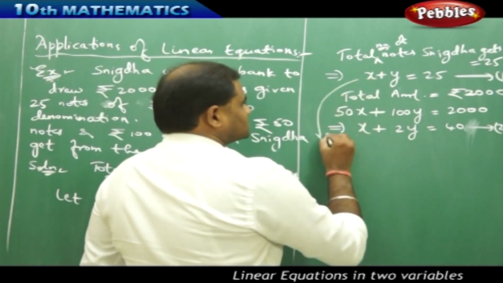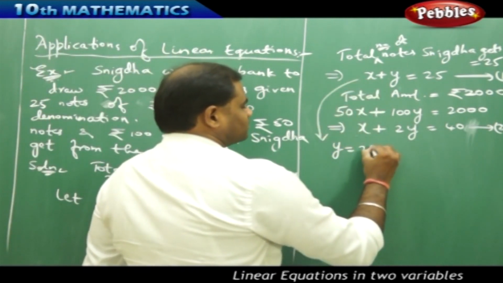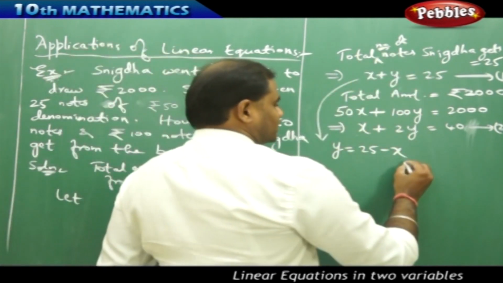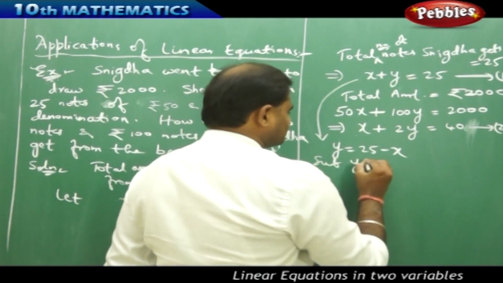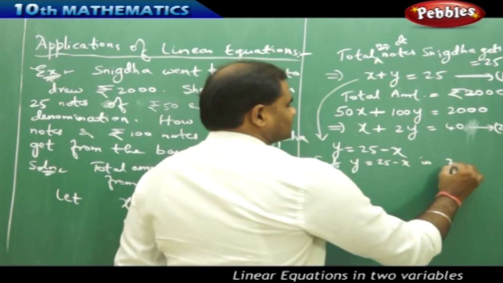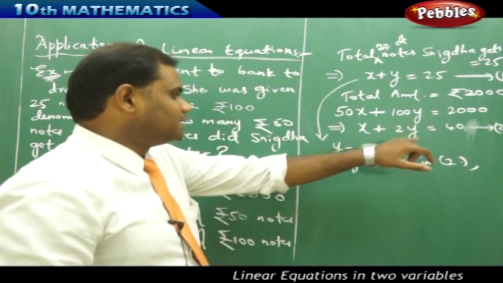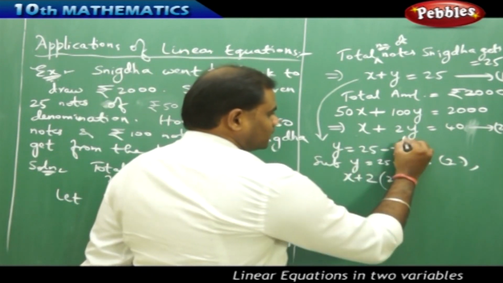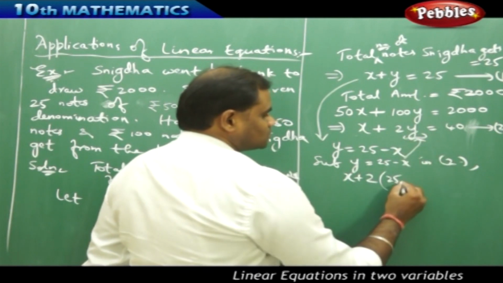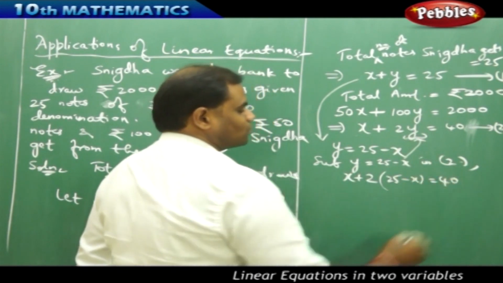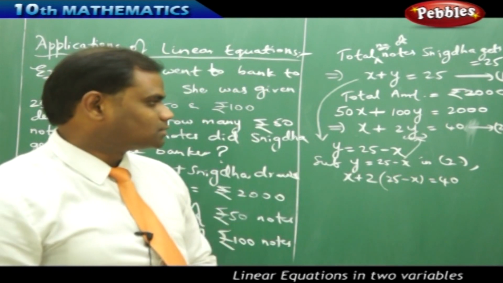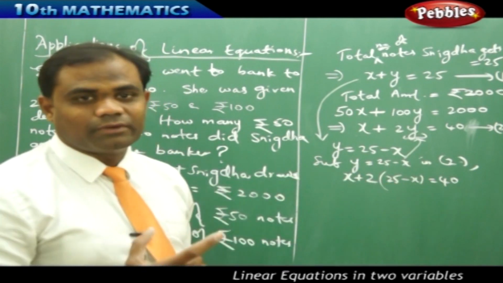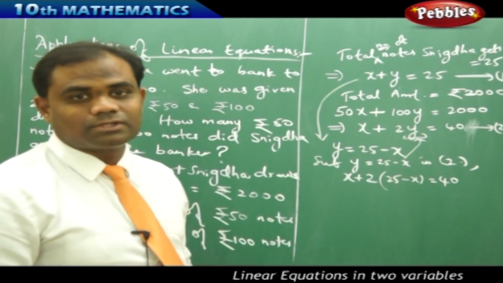So from equation 1, if I say my y is 25 minus x, because I bring x to the right, it becomes this. Substituting this y in equation 2, I get x plus 2y, with y replaced by 25 minus x, equal to 40. Now this is reduced to a linear equation in one variable x, which is very easy to simplify.